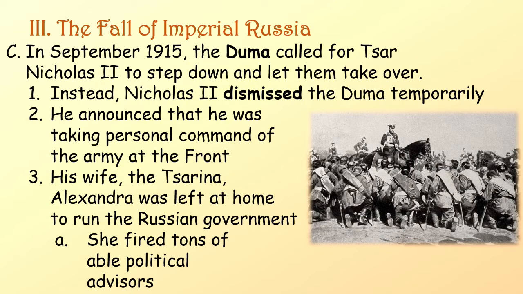In September 1915, the Duma called for Tsar Nicholas II to step down and let them take over. Instead, Nicholas II dismissed the Duma temporarily, and he announced that he was taking personal command of the army at the front, and his wife, the Tsarina Alexandra, was left at home to run the Russian government, and she fired tons of able political advisors.